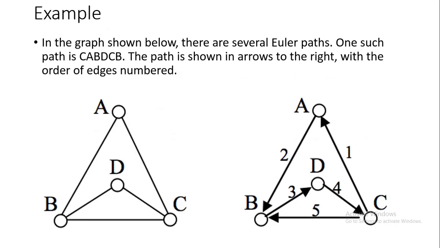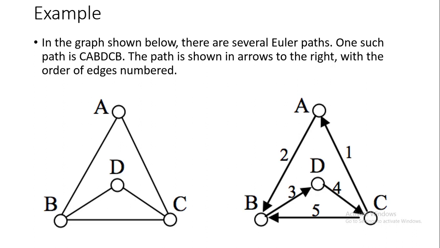Next, see here one example. The two graphs are there. The first one is undirected and the second one is directed. In this graph, there are several Euler paths. One such path is here. See here, every edge has a number, so you can understand easily. CA is the first edge, then AB second, BD third, DC fourth, and CB fifth.